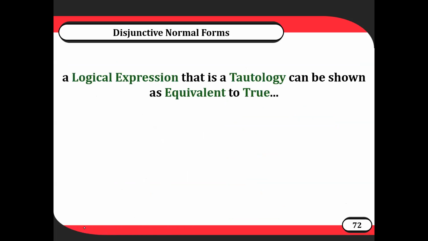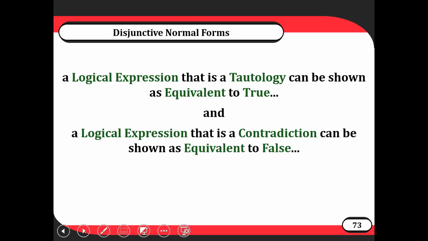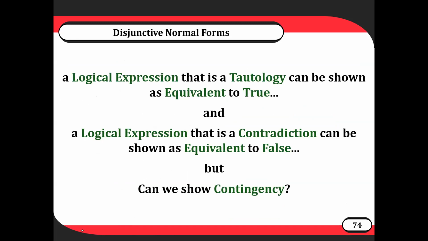All right, so a logical expression that's a tautology can be shown to be equivalent to true, and if a logical expression is a contradiction, it can be shown to be equivalent to false. So we've shown you both of those. So how do we show contingency? That's the tricky part, because if we can't reduce it to simply true or false, we're going to reduce it to some other expression. But how do we know that expression can't be reduced any further?